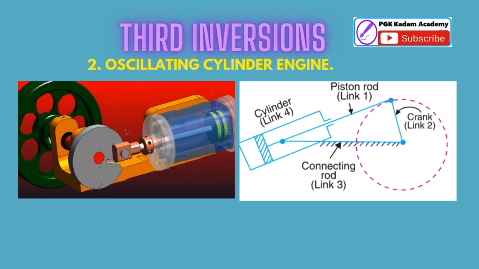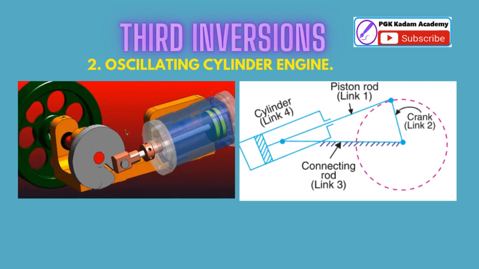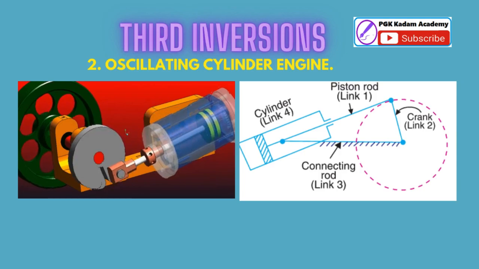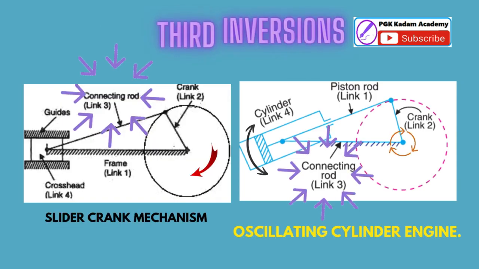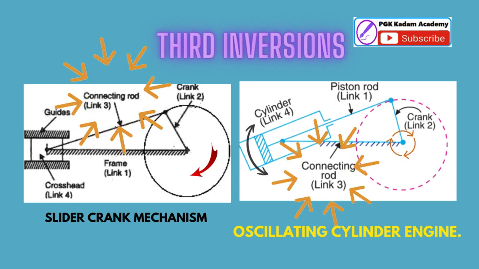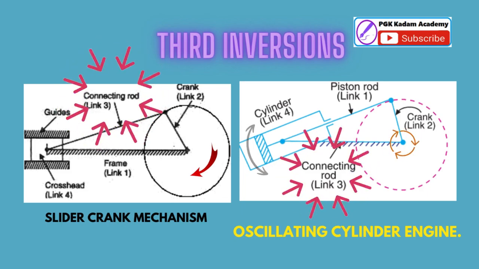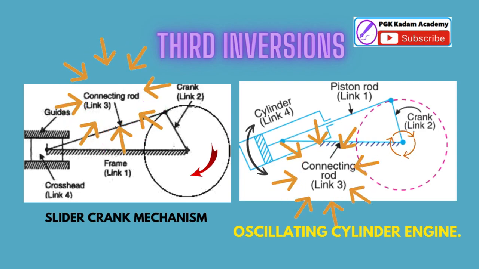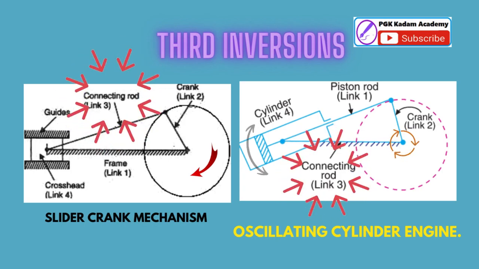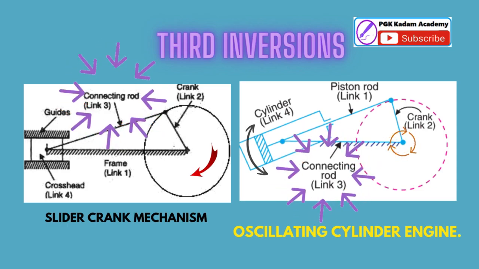2. Oscillating cylinder engine. The arrangement of oscillating cylinder engine mechanism, as shown in figure, is used to convert reciprocating motion into rotary motion. In this mechanism, the link 3 forming the turning pair is fixed. The link 3 corresponds to the connecting rod of a reciprocating steam engine mechanism. When the crank, link 2, rotates, the piston attached to piston rod, link 1, reciprocates and the cylinder, link 4, oscillates about a pin pivoted to the fixed link at point A.